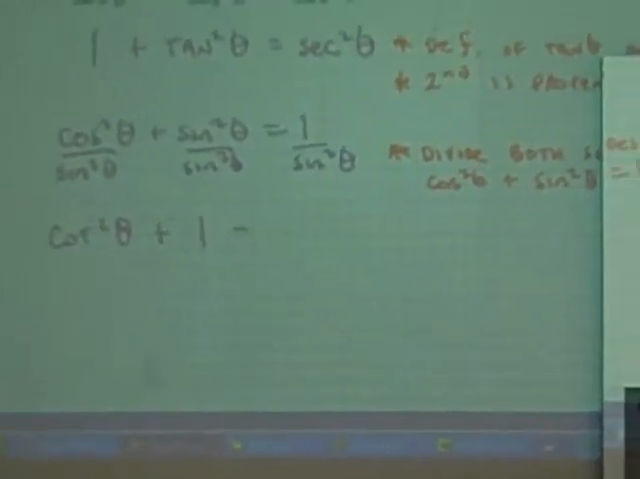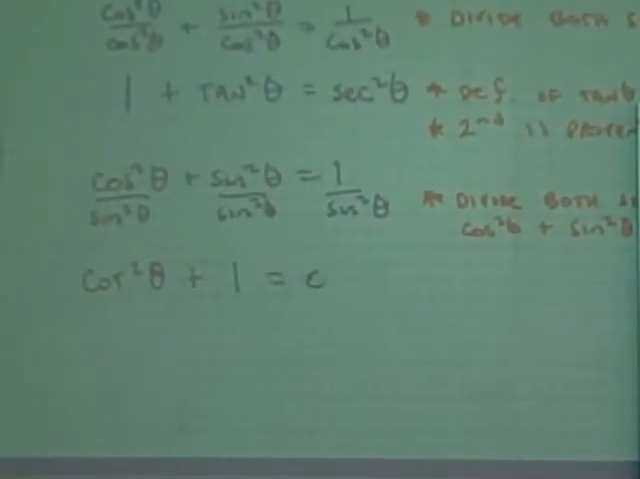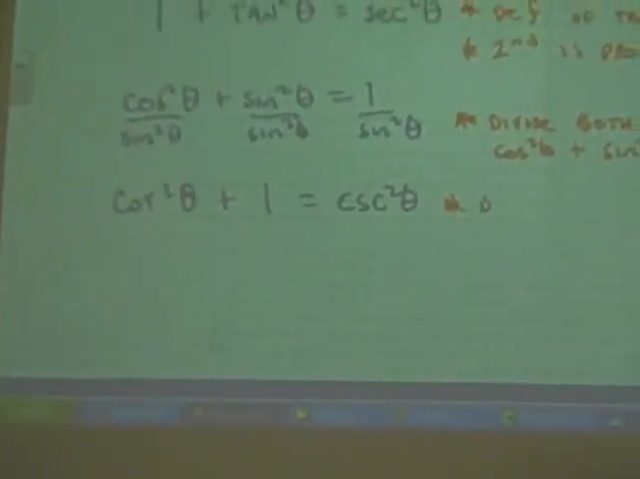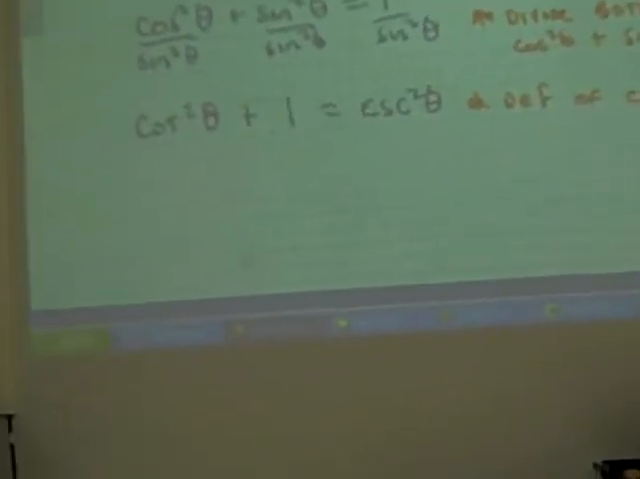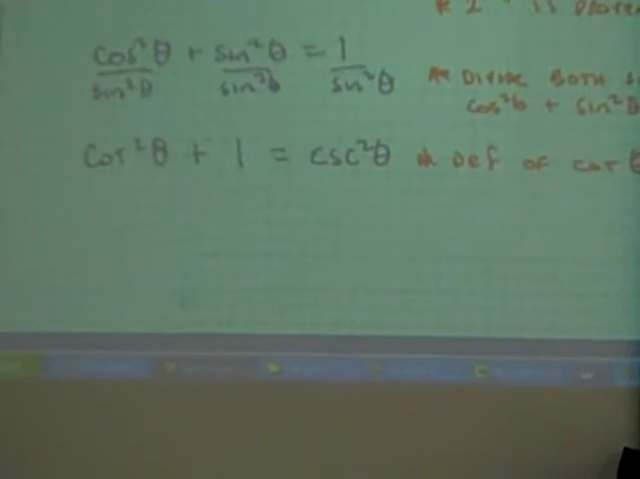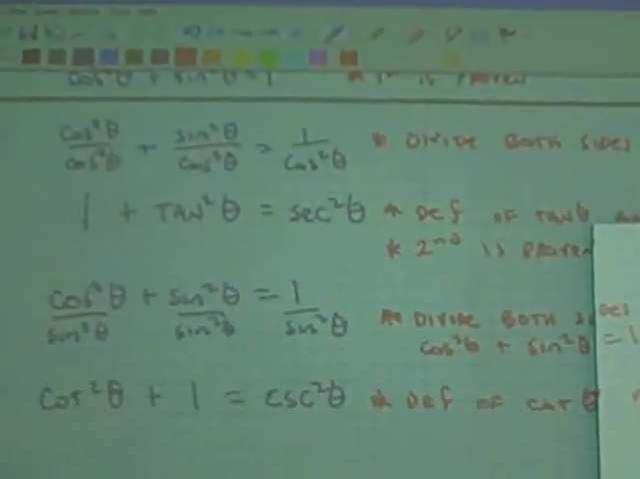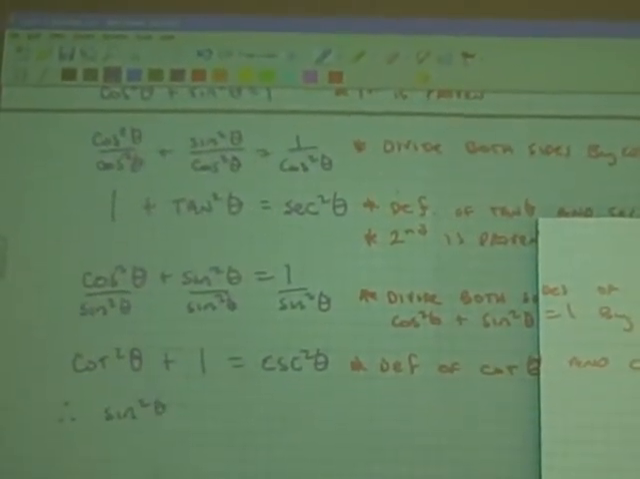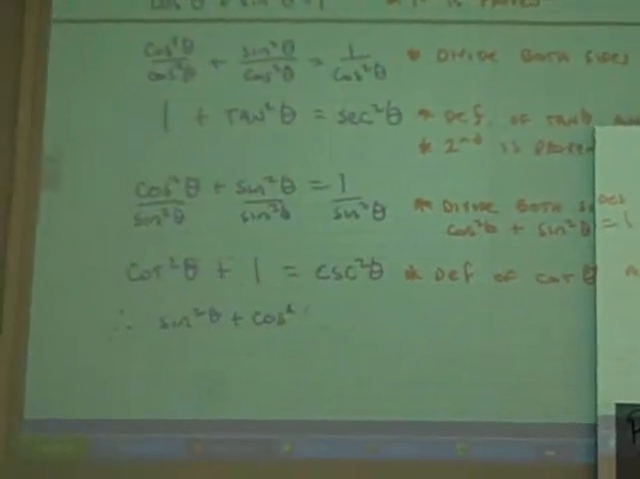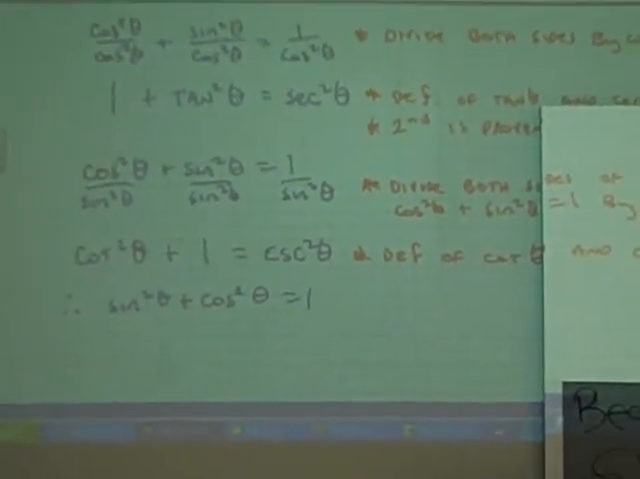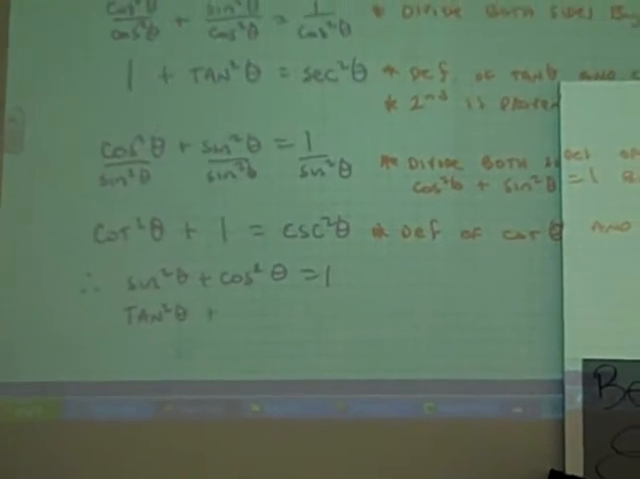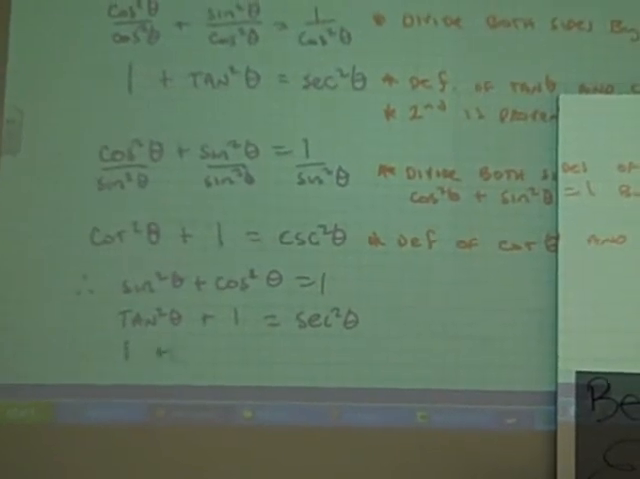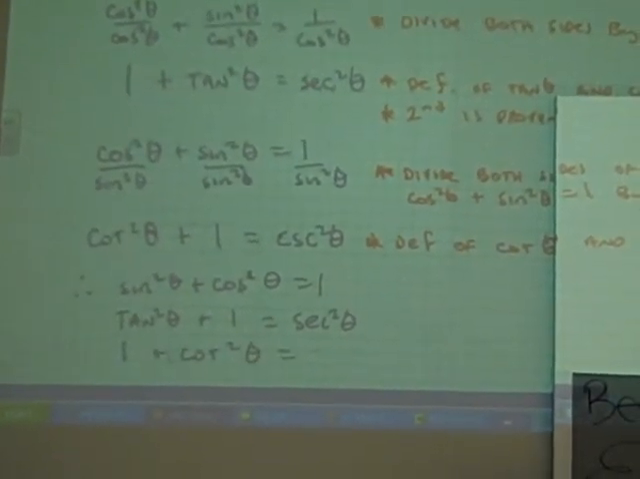1. Equals cosecant squared theta. That's by the definition of cotangent and cosecant. And therefore, sine squared plus cosine squared equals 1. Tangent squared plus 1 equals secant squared. And 1 plus cotangent squared theta equals cosecant squared theta.